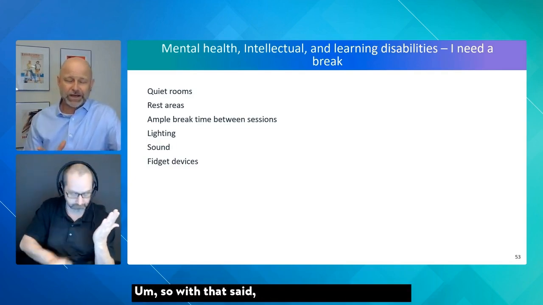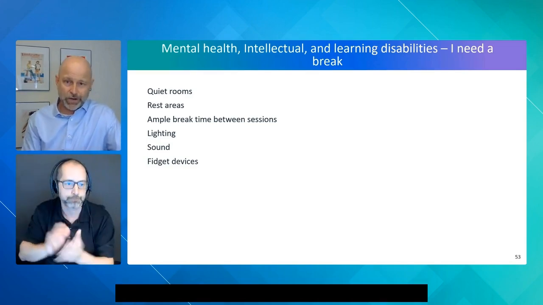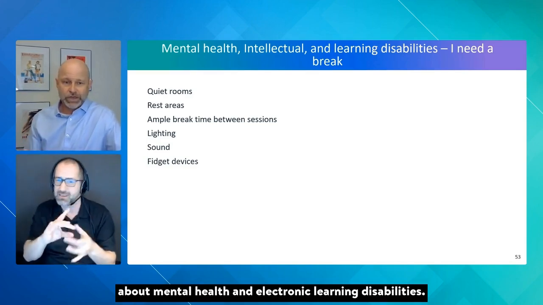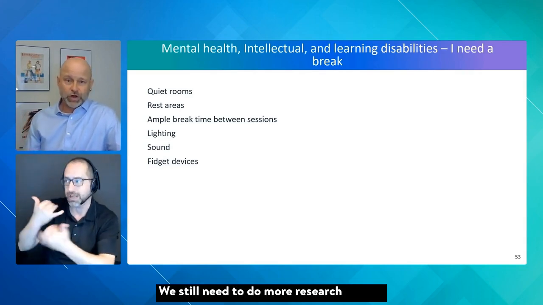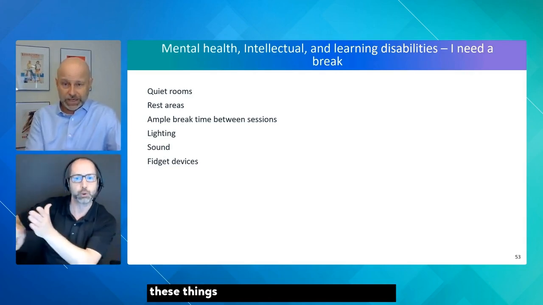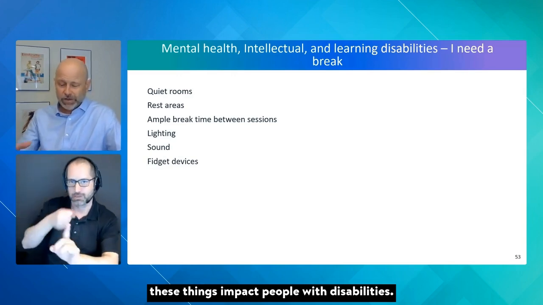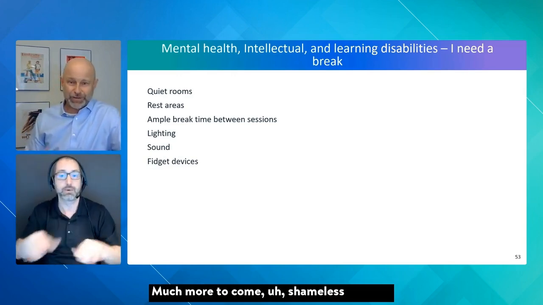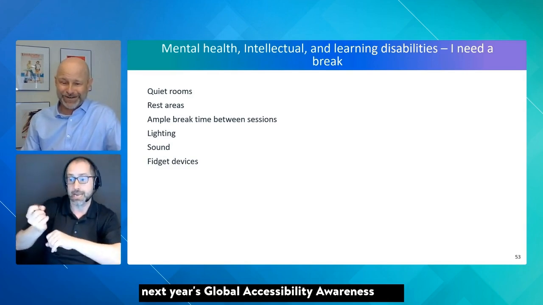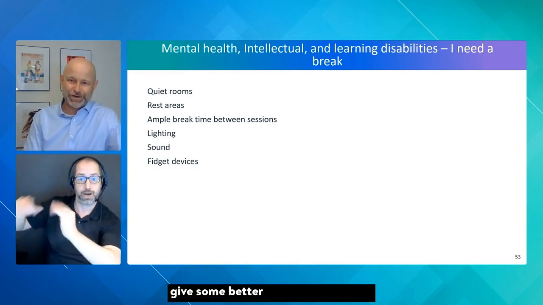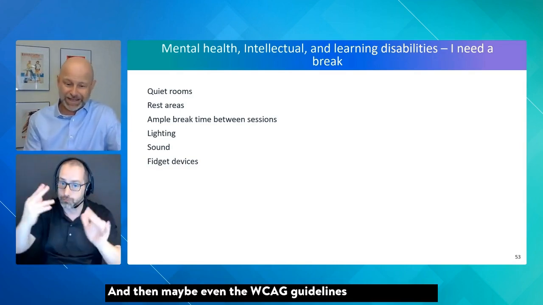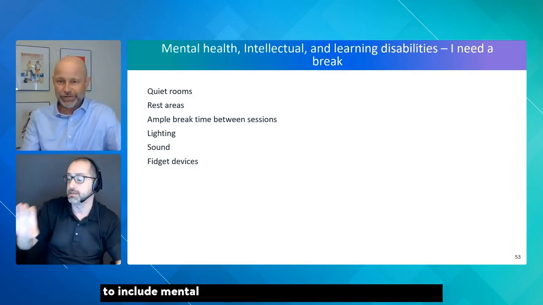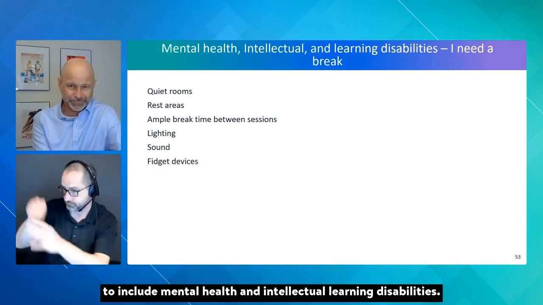So with that said, I know this isn't a whole lot about mental health and intellectual and learning disabilities. It's really a fairly new topic. We still need to do more research on how these things impact people with disabilities. Much more to come. Shameless plug for next year's Global Accessibility Awareness Day. Hopefully I can give some statistics and some better concrete examples, and hopefully I'll see you next year, and then maybe even the WCAG guidelines will be updated to include mental health and intellectual and learning disabilities.